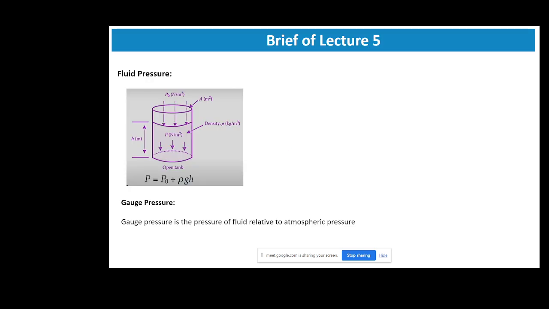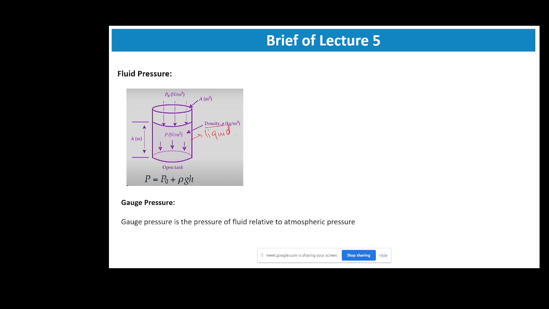Next comes the brief of lecture 5, in which mostly fluid pressure is discussed, and how we measure the pressure. Say, for example, this is the system in which you have this much amount of liquid. This is the liquid.